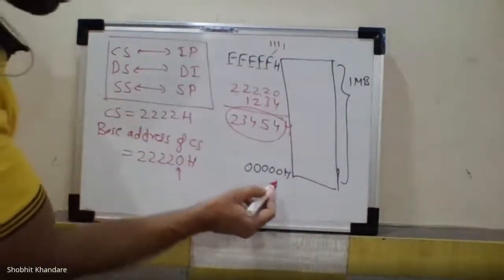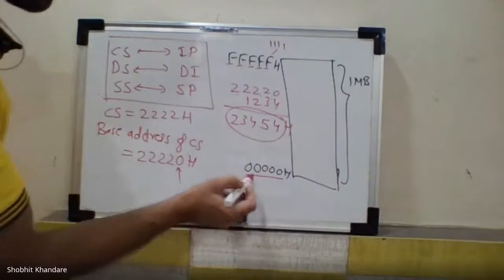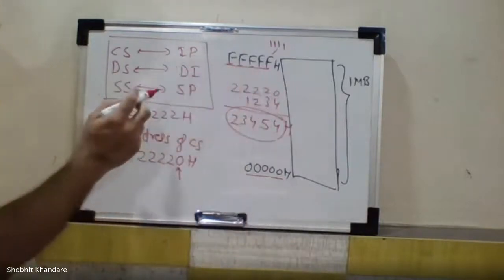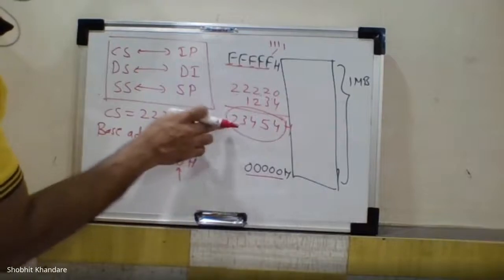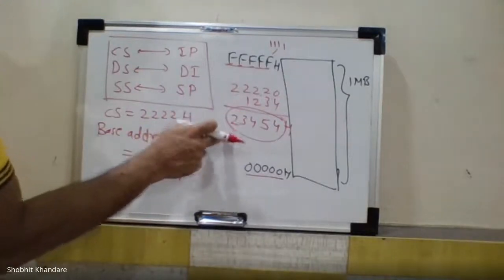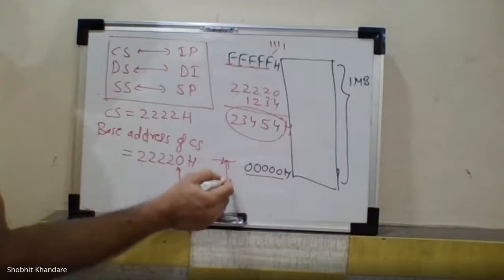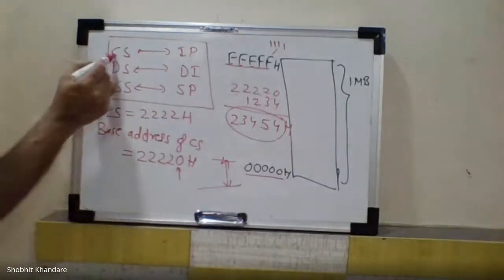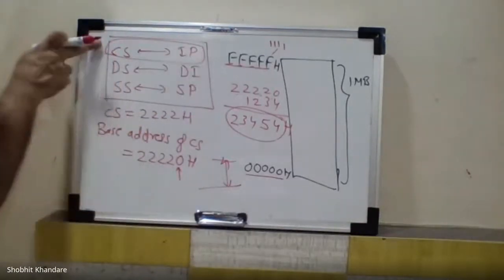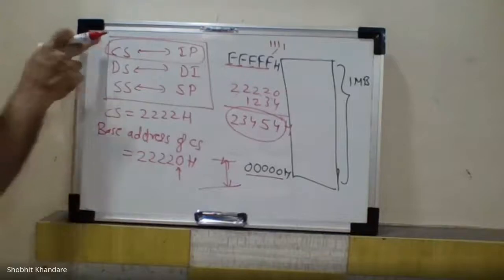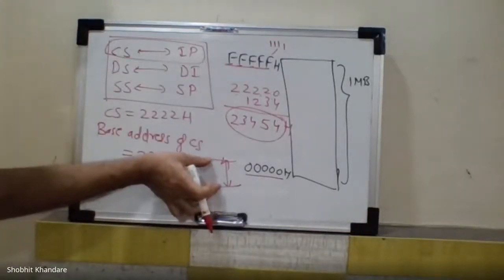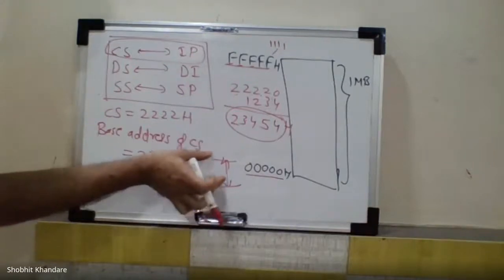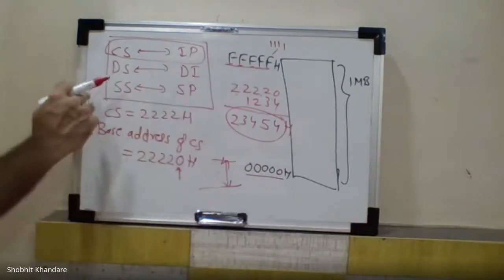Now you know that your physical address ranges from 5 times 0 to 5 times F. Now you can locate 2, 3, 4, 5, 4, and you know that this particular location will be within the code segment, because I am talking about the code segment. So this address will be within the code segment. And similarly, we can do it for DS as well as SS.